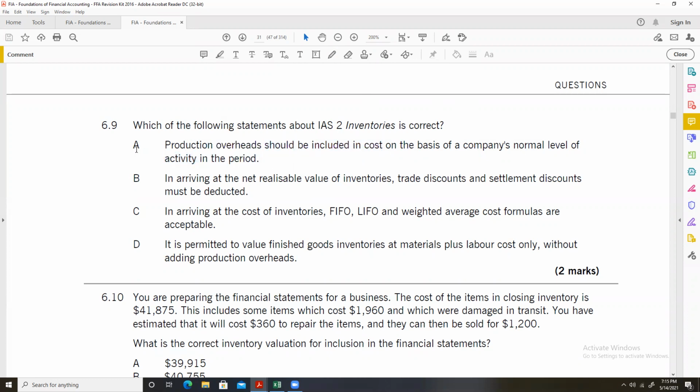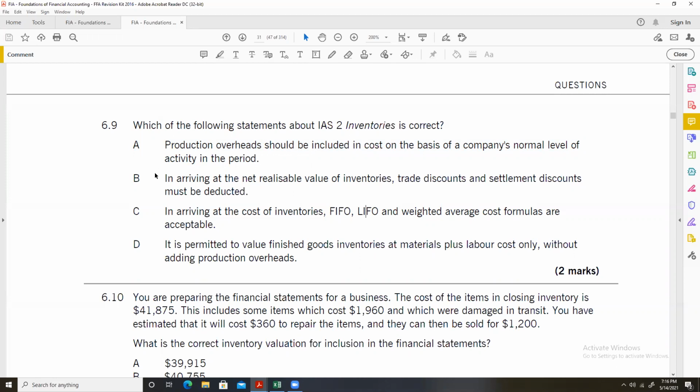This is a statement exactly in line with IAS 2. That's why this one is the correct answer. Now, let us look at some other statements.